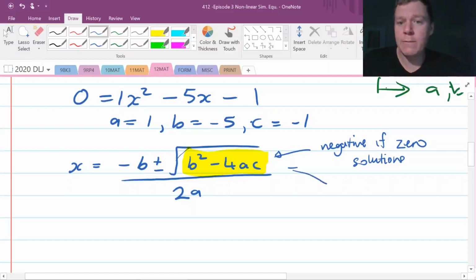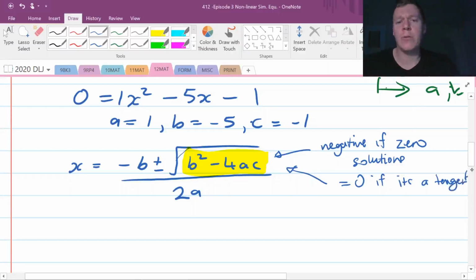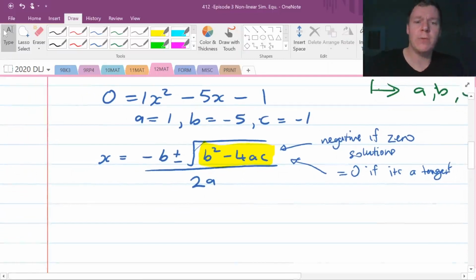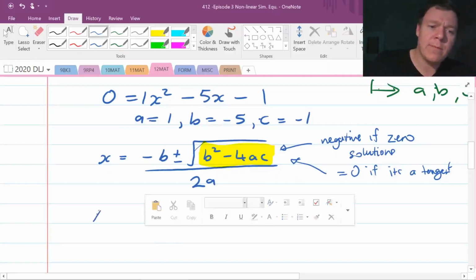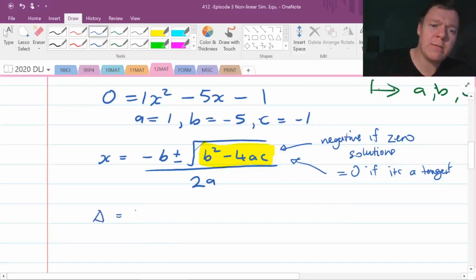Also, interestingly, the bit that's highlighted will equal 0 if it's a tangent. Anyway, I don't want to go too much more off on a tangent. There are different things here, so usually I will actually solve that discriminant outside. So this is the discriminant.